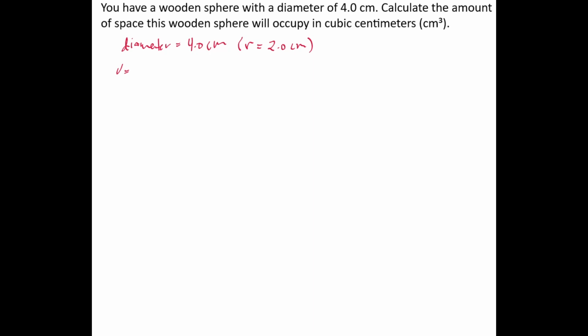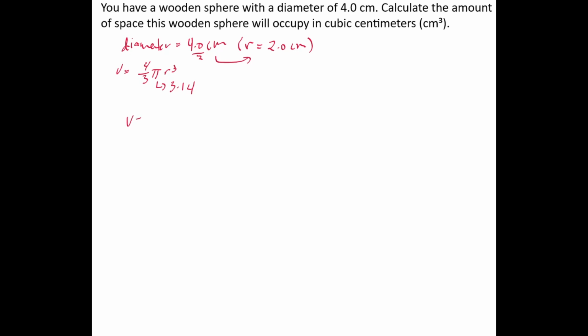So volume is equal to 4 over 3 times pi r cubed. Again, our pi is 3.14. The diameter is given here, but we only want the radius, so we just divide 4 by half so that we can get the radius for this problem. Okay, so now let's try to plug in the values.